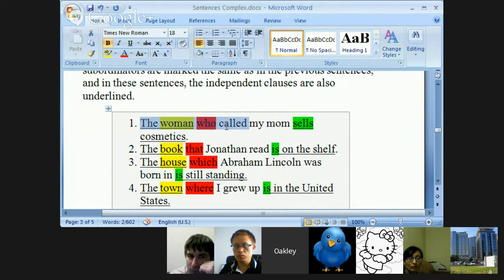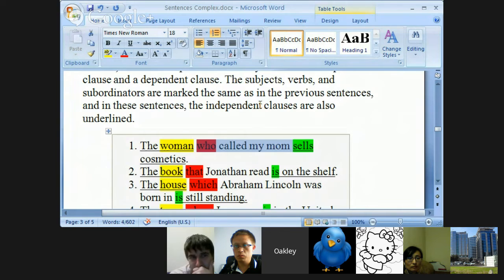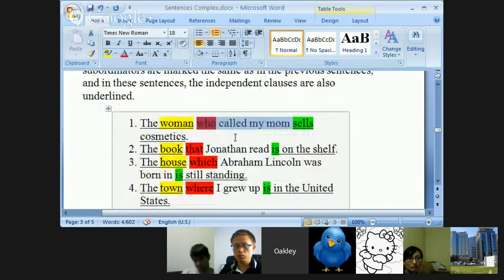The woman who called my mom sells cosmetics. Alrighty then. Look at the part that is underlined. That is the independent clause. The woman sells cosmetics is actually the independent clause. You've got this dependent clause, or adjective clause, or relative clause in the middle. I can call it any of those things, in the middle of the sentence.